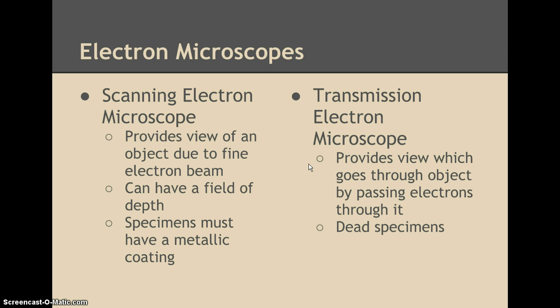The transmission electron microscope provides a view of an object by passing electrons through it, but the object must be a very thin sheet, which means that the specimens viewed will always be dead.